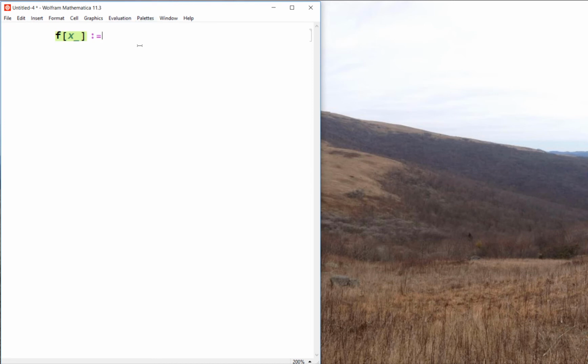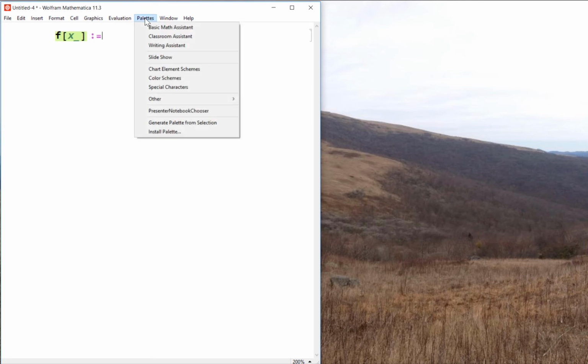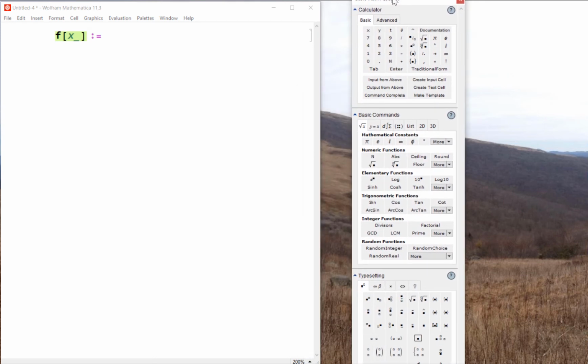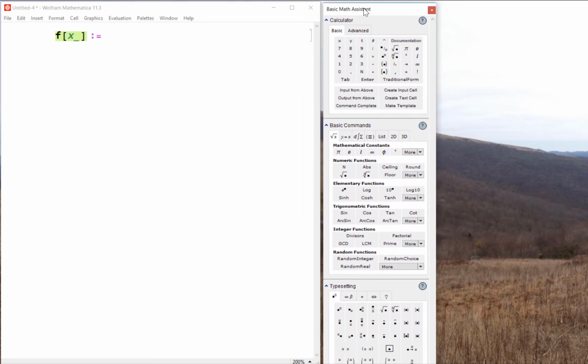If you want to make it look nice, you can click on Palettes and then Basic Math Assistant. That popped off the screen, so let me drag it back in here. So this has all kinds of fancy features, but I can simply click on the fraction button and then the exponent button, and now I get an x cubed, and we can scoot over and say plus, and then we'll say x squared all over x. And so that makes it look really nice.